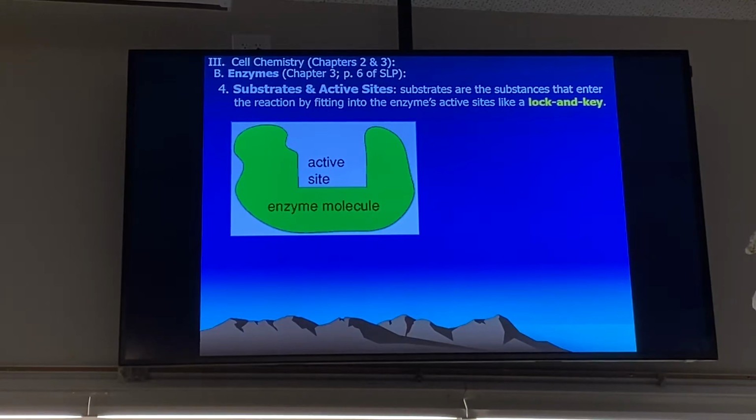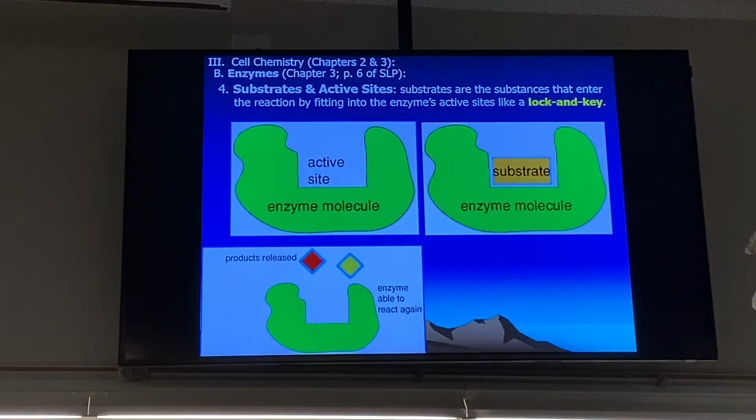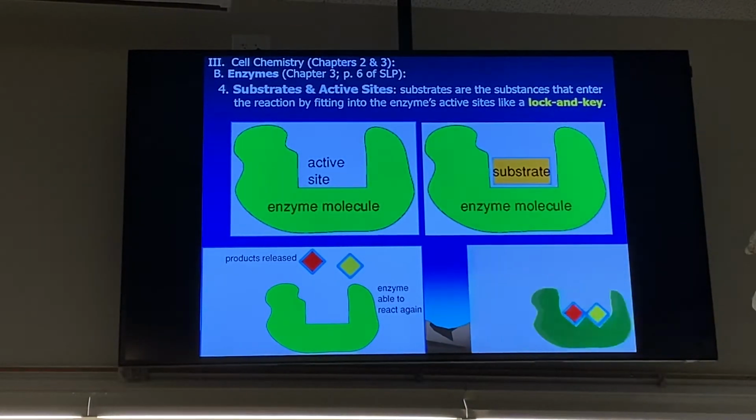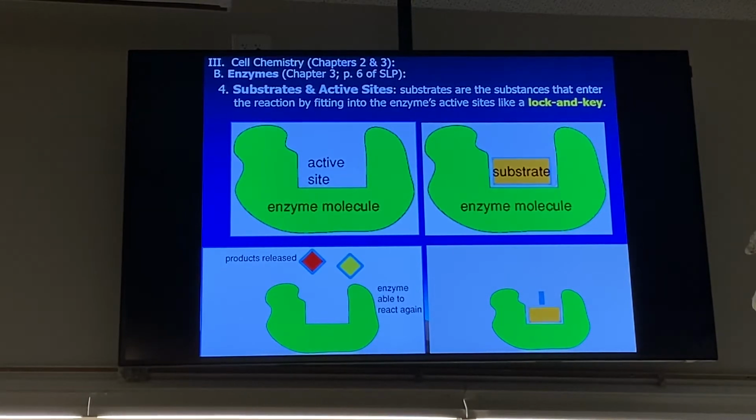Again, this is talking about that specific three-dimensional shape. And the three-dimensional shape is called the active site. That's where the reactant temporarily binds to the enzyme. And it fits like a lock and key. If it doesn't fit, there's no reaction. What kind of reaction is that in the animation? It is also catabolic. A big reactant is being split into two small products. It's breaking down.